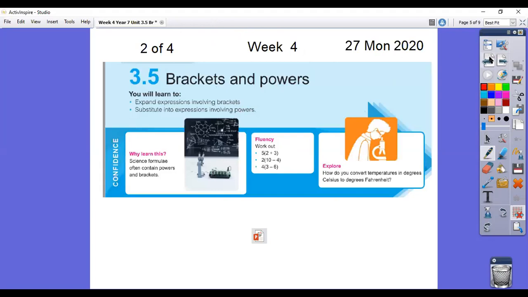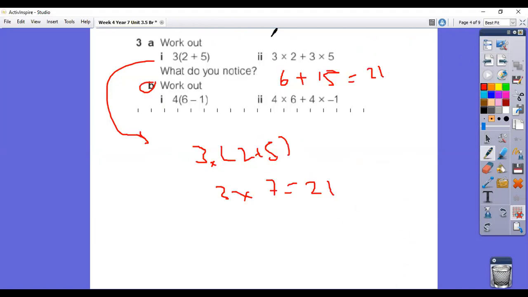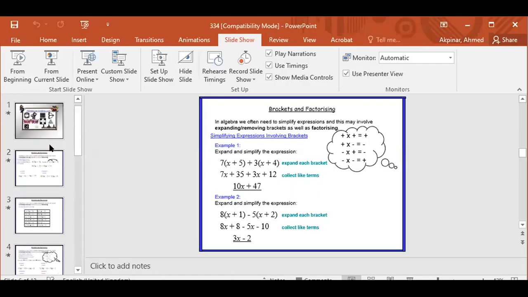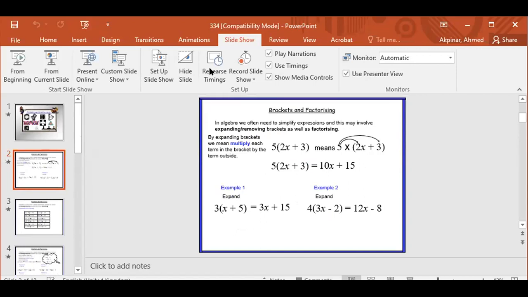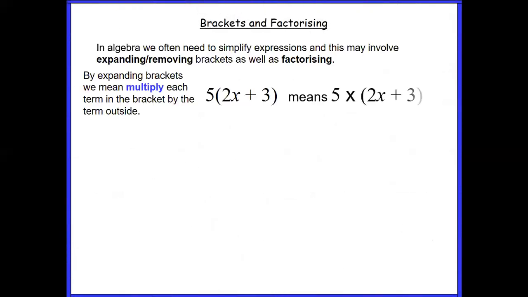Now, moving on to the examples today from our PowerPoint. So as we said before, in algebra, we often need to simplify expressions, and this may involve expanding, removing brackets, as well as factorizing. We'll look at factorizing in the second part of this week. As we know, expanding means multiply out each term in the bracket by the term outside.